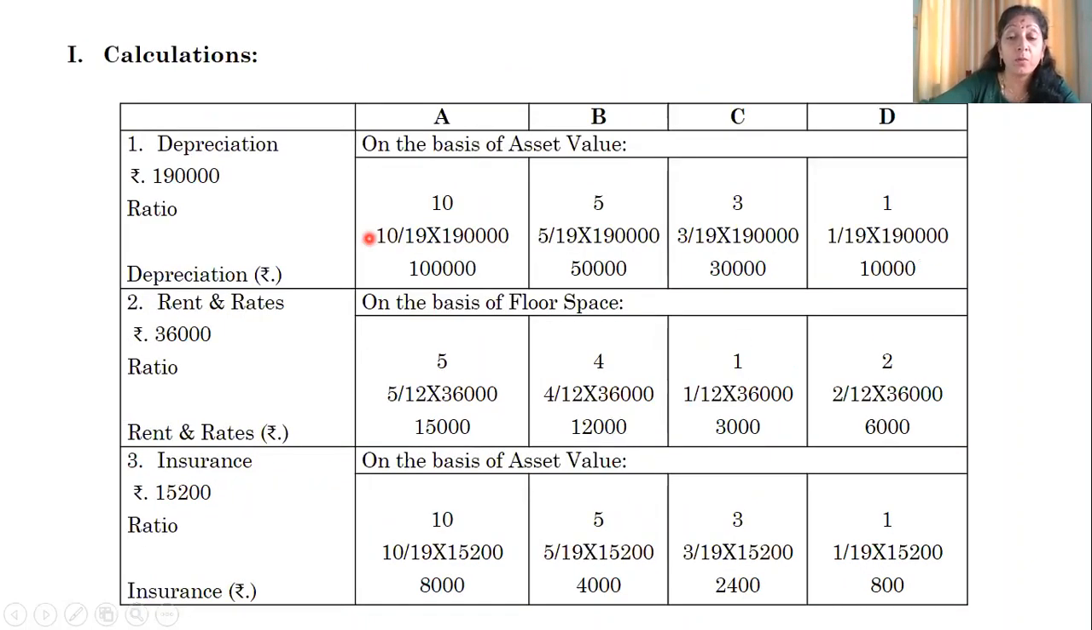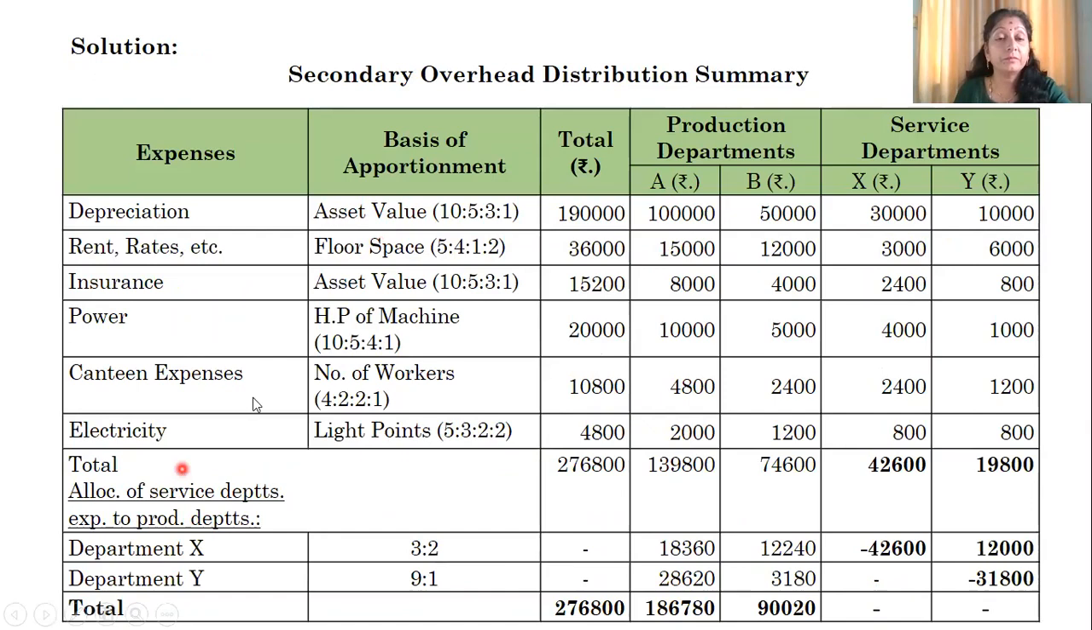Let me move to the problem. We already calculated and posted everything here. This is the first part. What is the next part? Allocation of service department expenses to production departments. These are the service department expenses. Department X first allocated 12,000 to Y, then the remaining amount is allocated on the basis of 3:2. We already did in the calculation 18,360 and 12,240. Department Y has not rendered any services to X. The whole amount is distributed to A and B in 9:1.